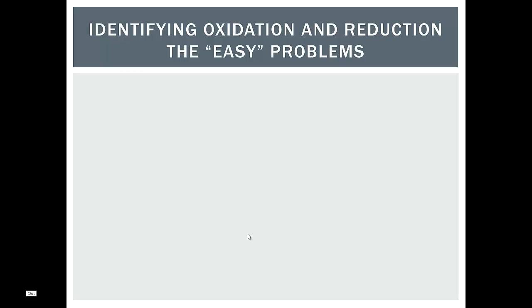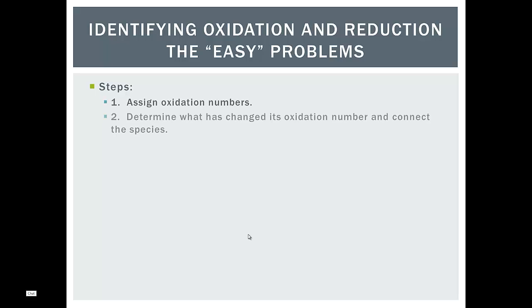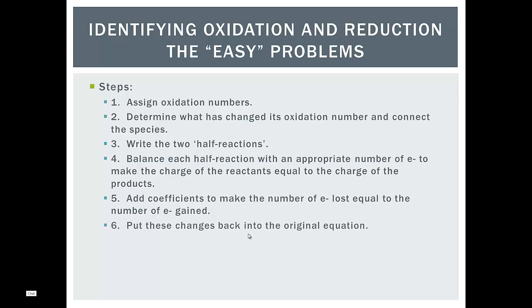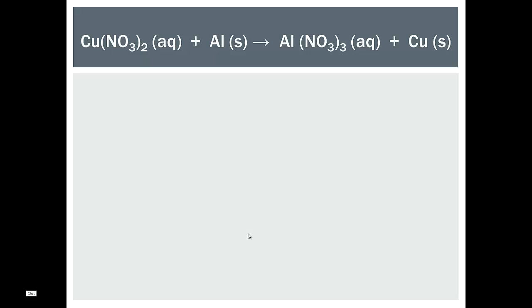So, identifying oxidation and reduction in the easy problems. Your steps: First, you need to assign your oxidation numbers. Second, determine what has changed its oxidation number and connect the species. Third, write out the two half reactions. Fourth, balance each half reaction with an appropriate number of electrons to make the charge of the reactants equal to the charge of the products. And then add coefficients to make the number of electrons lost equal to the number of electrons gained. Put those changes back into the original equation, and then make sure that the rest of the elements are balanced as well. So here's our example.